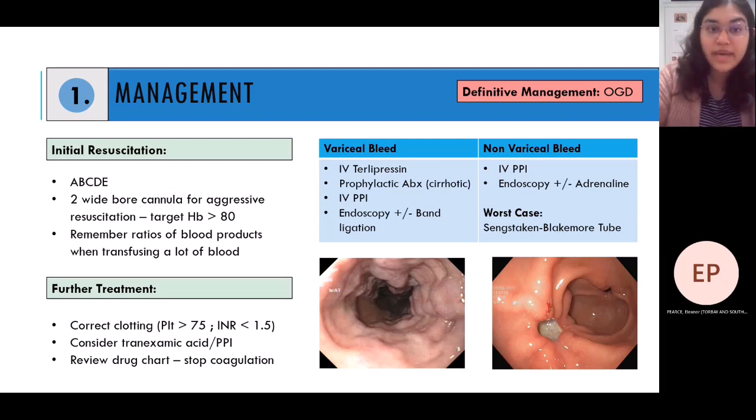So for varices, they can be banded, and for other non-variceal bleeds, if it's an ulcer, for example, they can be injected with adrenaline to stop the bleeding.